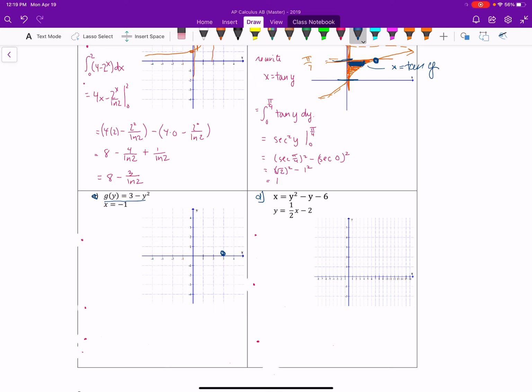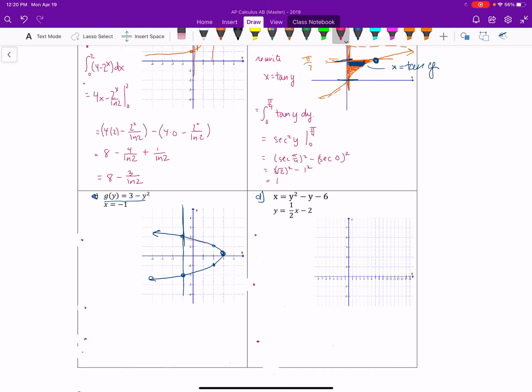Remember, it's a parabola. This is from your conic sections. It's facing to the left, like that, and x is equal to -1. That's this line here. So we're finding the area between the curves. So I'm actually interested in this area here.